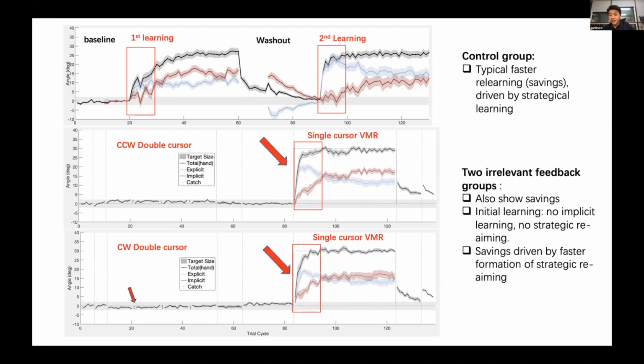Yes, there is saving, but the error clamp is kind of implicit learning driven, right? But why is there saving? Then I realized because when we ask people to do error clamp, we ask them to ignore the cursor, ignore the task irrelevant feedback. Then they get the idea that the cursor could be moving in a different direction. They get the concept idea. That's why they show saving.